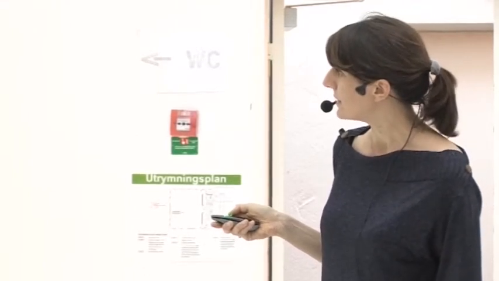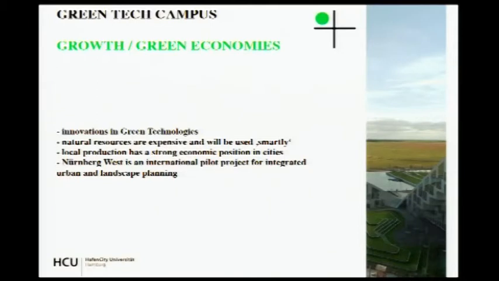Yeah, quickly maybe explained again. The Green Tech campus to the top left relies on innovation in green technologies. Natural resources would be expensive and used smartly. The local production would have a strong economic position in cities, and Nuremberg West would be an international pilot project for integrated urban and landscape planning. So the green open fields would actually be one of the key resources of the cities.